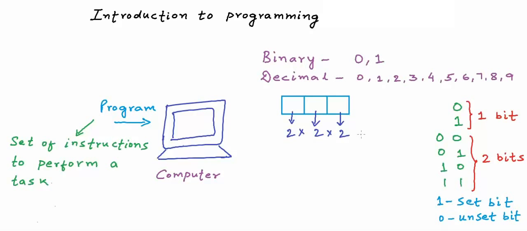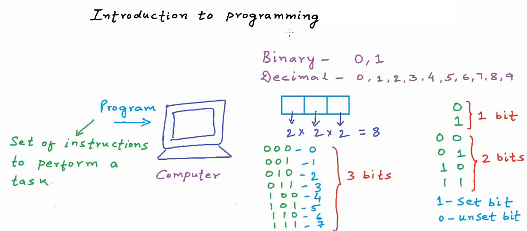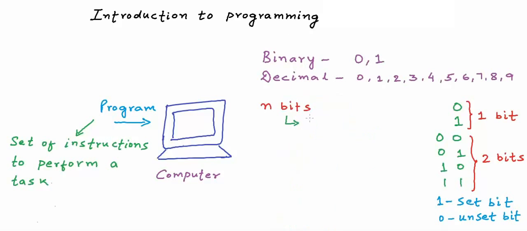So if we have 3 bits, we can have 8 possible binary values. These are the 8 possible values with 3 bits. In decimal, this is 0, this is 1, this is 2, and so on. In general, if we have n bits, we can have 2 to the power n possible permutations and combinations of zeros and ones. We can have values from 0 till 2 to the power n minus 1. For n equal 3, we can have values from 0 to 7. For n equal 4, we can have values from 0 till 15, and we can go on.